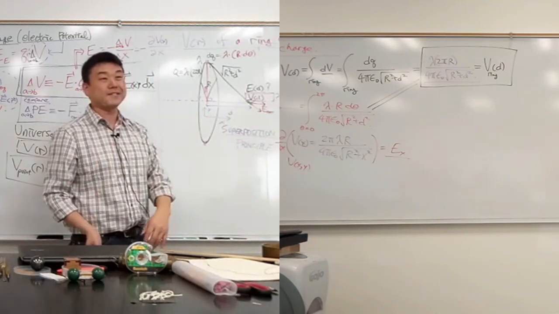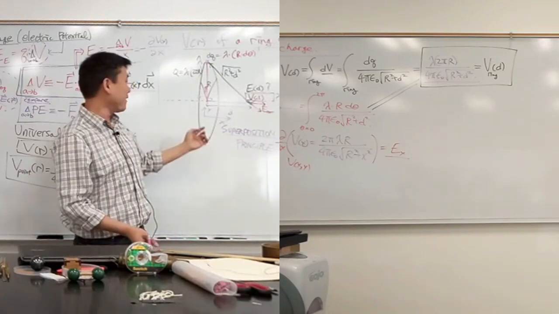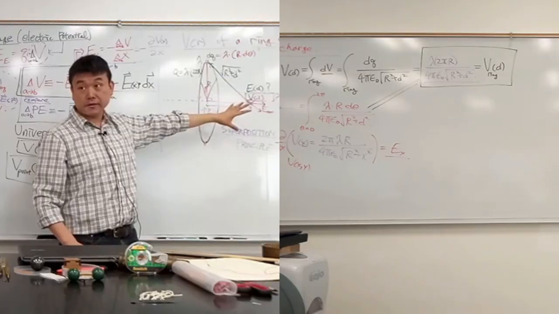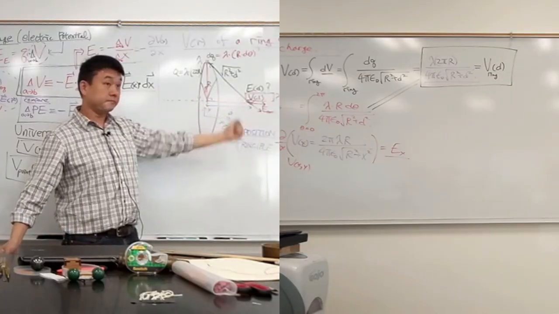That's why in lower division classes, we never ask you electric field and voltage off of the axis. And on the axis, you can make a symmetry argument that the y component is 0.